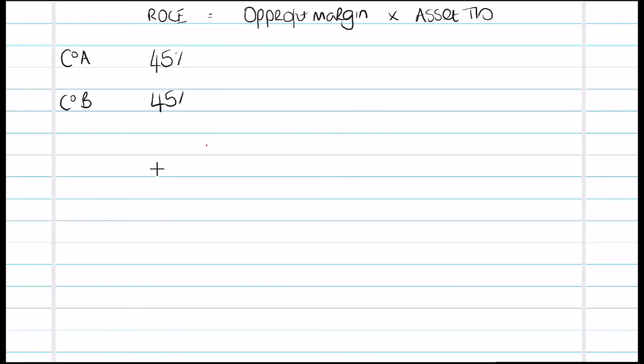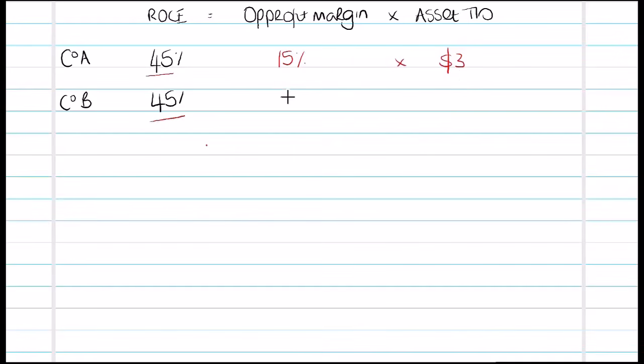Now, before we leave ROCE, let me just show you how useful breaking it down into component parts can also be if you are comparing two different companies. Here I've got company A and company B. You can see they both have a ROCE of 45%, so look very comparable. However, let's say that company A achieves that by having a 15% operating profit margin and an asset turnover of 3. So it makes a 15% margin on the goods that it sells, so a pretty decent margin, but actually it doesn't generate a lot of revenue for all of its capital employed.